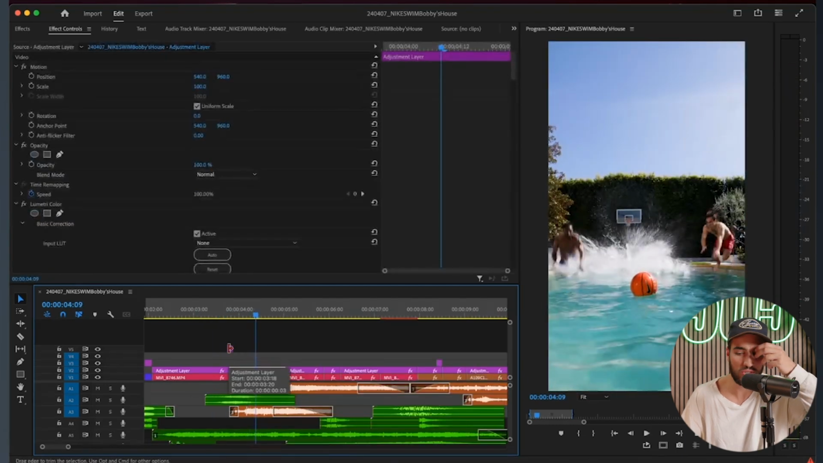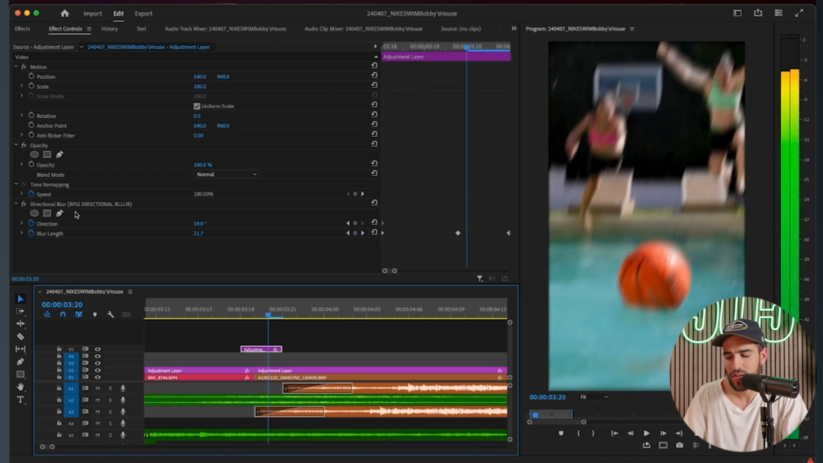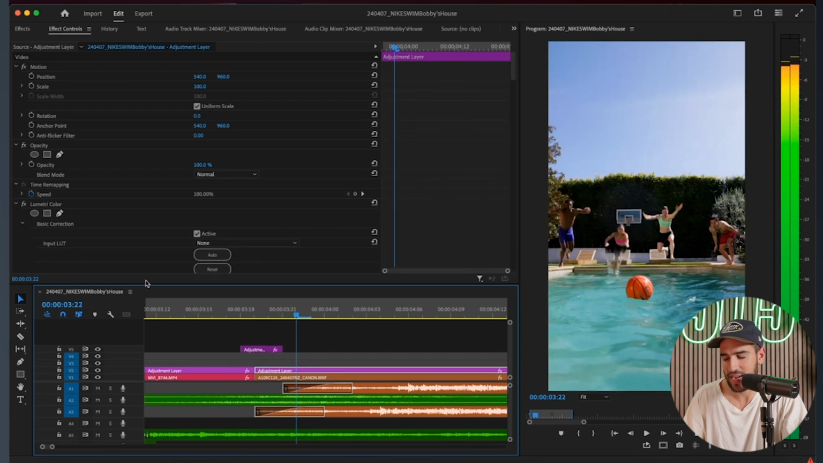So boom, digital zoom. The way I achieve this is I put an adjustment layer on here to really sell the effect, and I added a directional blur preset that I created. It's super easy. All you do is you drag on directional blur from the effects control panel. It keyframes from zero, goes to like 21, and then goes back to zero.